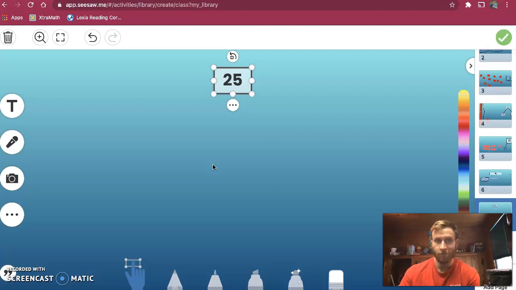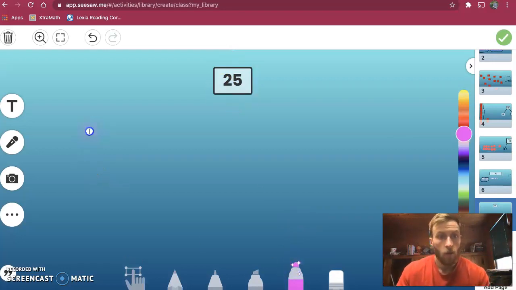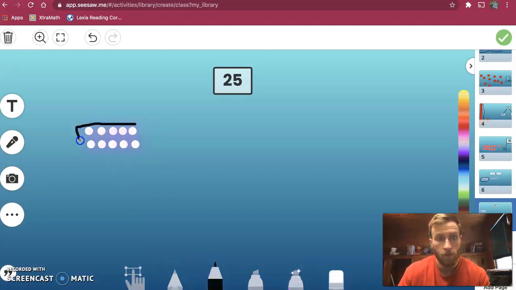All right, let's go over this problem. So I have 25. Now I see a 2 in the tens place, so I'm guessing that I will have 2 groups of 10. Let's see. 1, 2, 3, 4, 5, 6, 7, 8, 9, 10. There's a group of 10. Circle it.